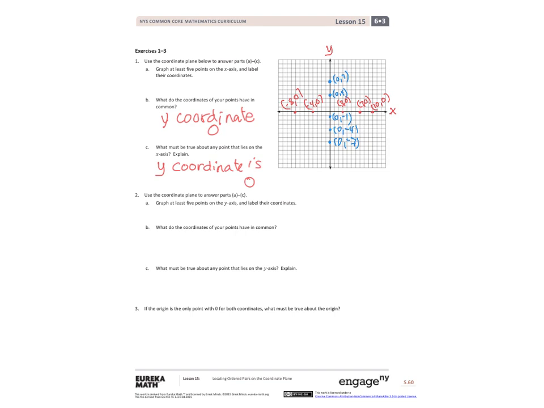Okay. What do the coordinates have in common? The x-coordinate is 0.